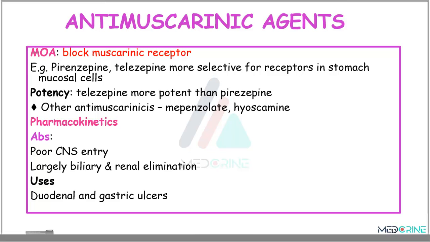Other antimuscarinics we have are like mepenzolate and hyoscyamine. The pharmacokinetics of it is that they have very poor central nervous system entry, and largely they are eliminated through the renal elimination. They are used in the treatment of duodenal and gastric ulcers.